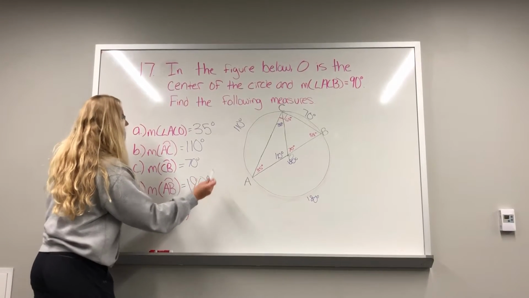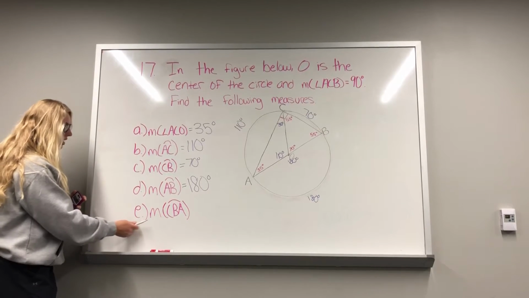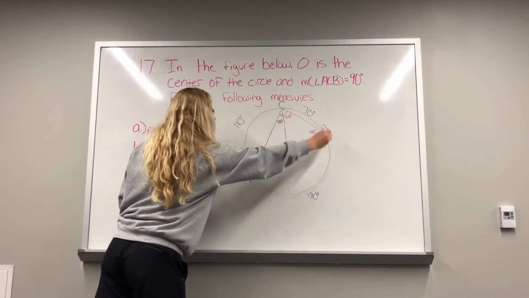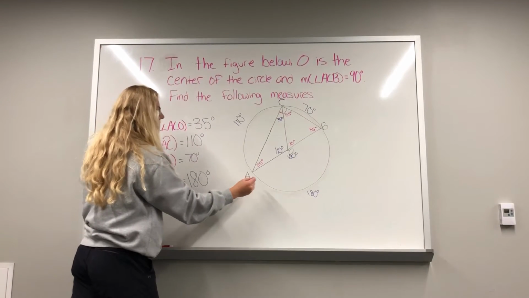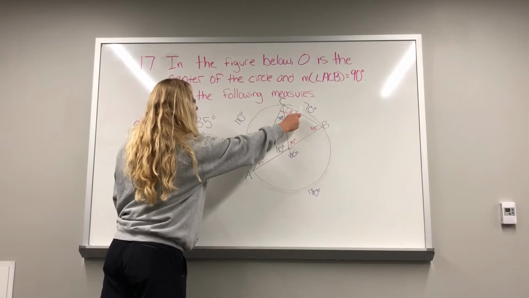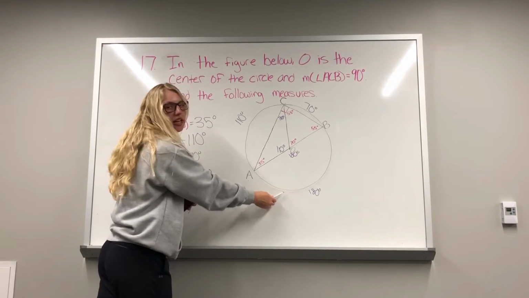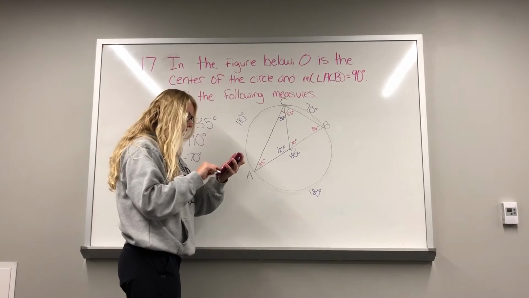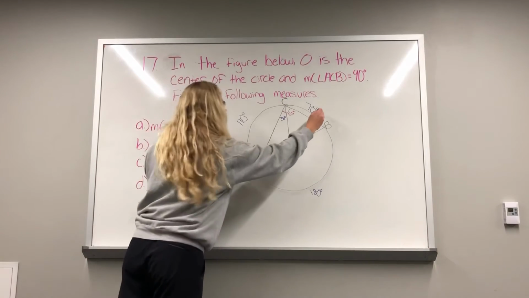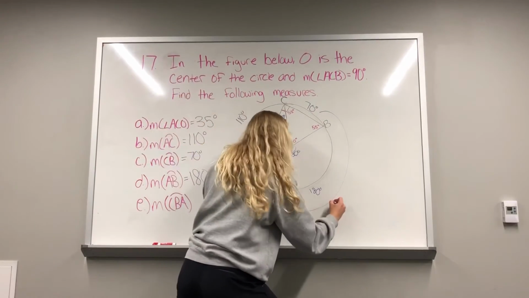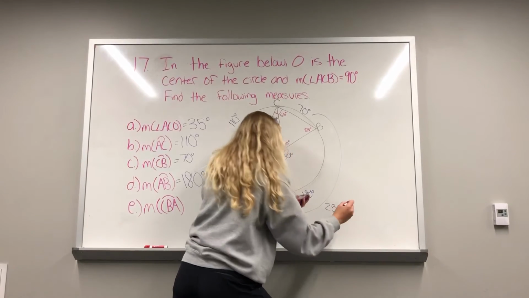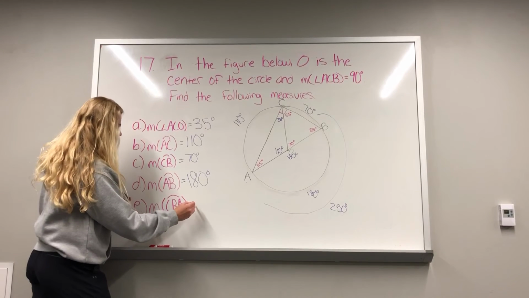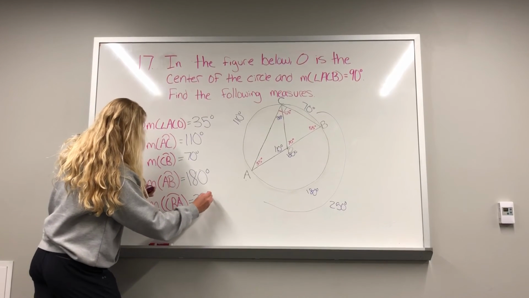Now for the last part, E, the measure of the arc CBA, which starts from here and goes all the way down to here, adds up to 70, this arc, plus 180, which was the arc of BA. So now you just add those up. 180 plus 70 equals 250 degrees. So therefore, the measure of the arc CBA equals 250 degrees.